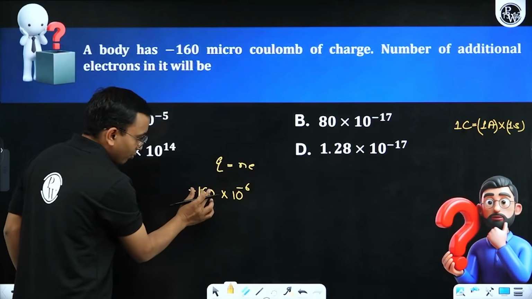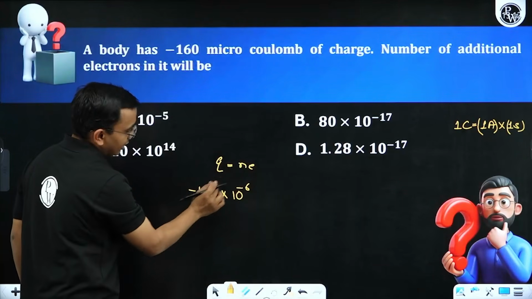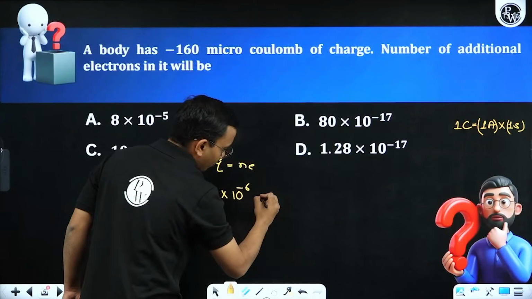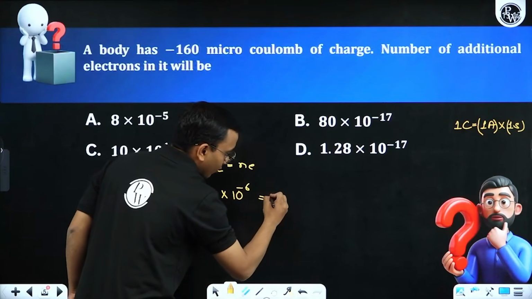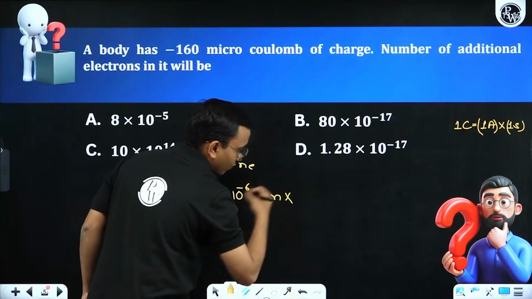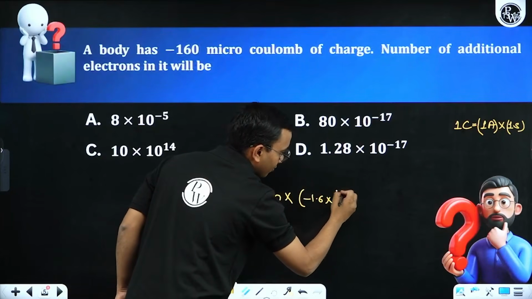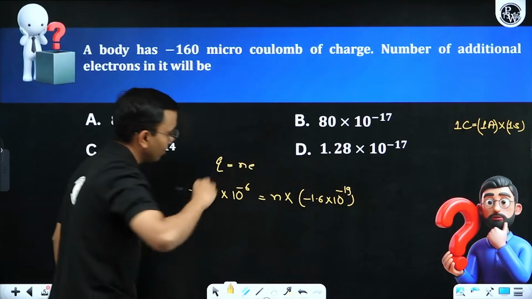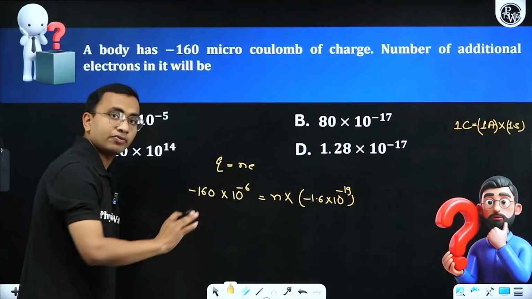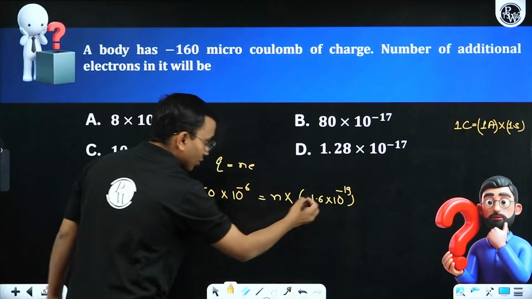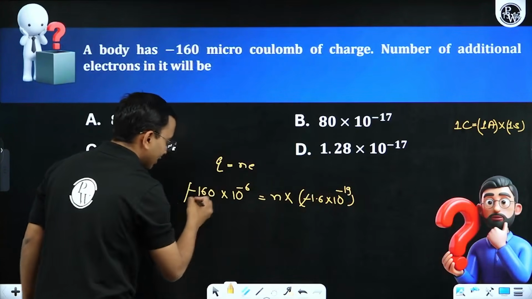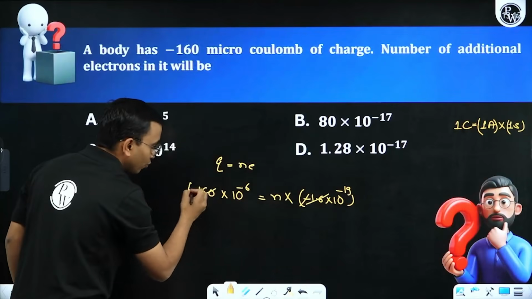So this minus 1.6, this is minus 160 into 10 to the power minus 6 microcoulomb. This is equal to Ne, the number of electrons into the charge of 1 electron. How much is that? Minus 1.6 into 10 to the power minus 19. Like this we need to write. From here we have to find N. So let us solve it. The minus sign is getting cancelled. 10 to the power 2 will be there.